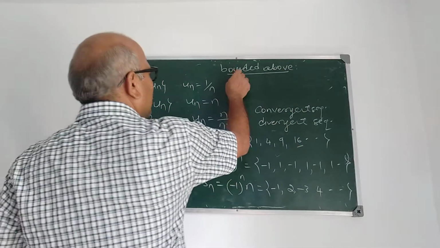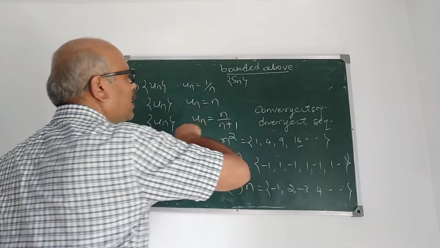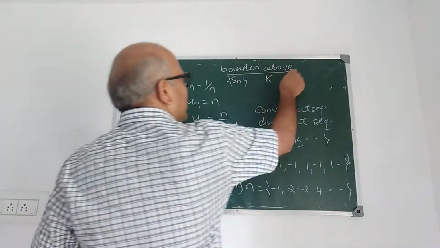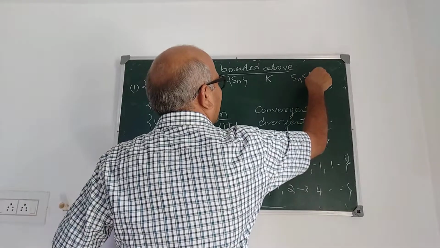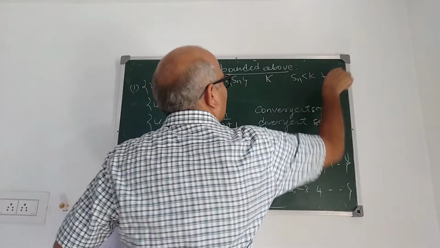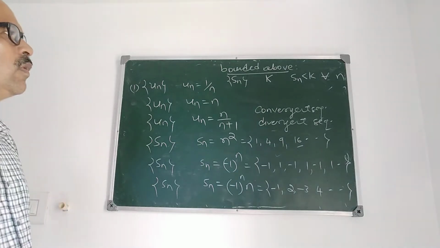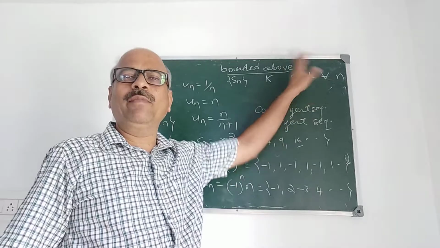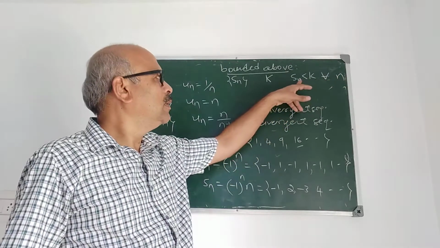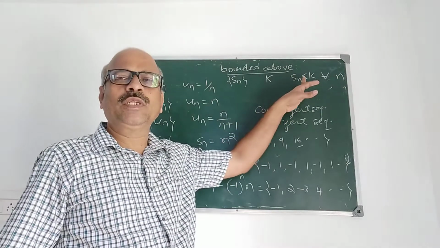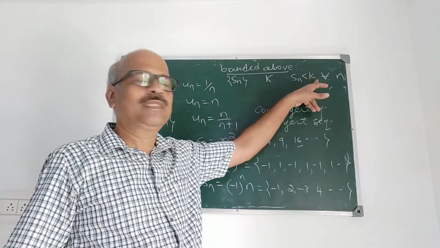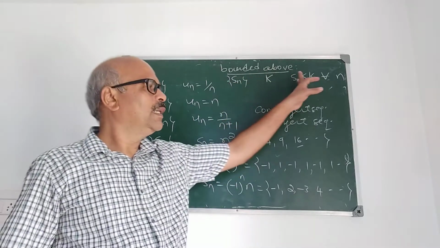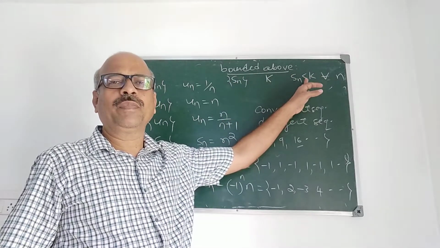A sequence Sn is said to be bounded above if there exists a real number k so that Sn is less than k for all n. Then we say that the sequence Sn is bounded above. That means if you take any member of that sequence, it must be less than some fixed real number. Then we say that the sequence is bounded above.